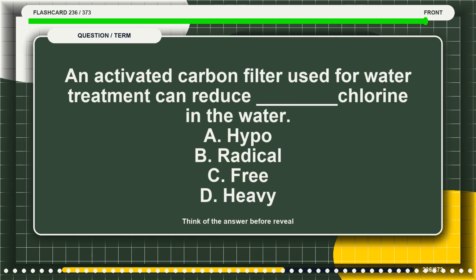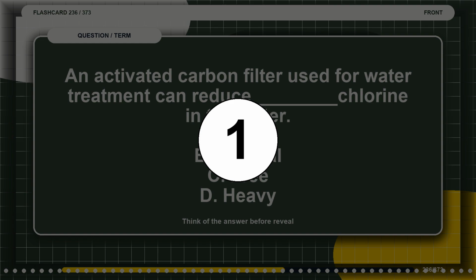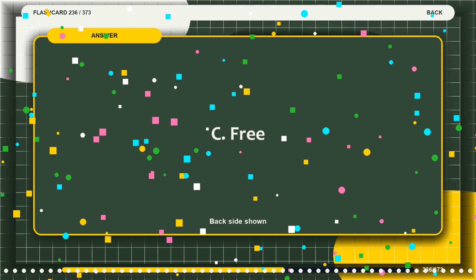Flashcard 236. An activated carbon filter used for water treatment can reduce blank chlorine in the water. A. Hypo. B. Radical. C. Free. D. Heavy. Think of the answer before the reveal. The answer is C. Free.